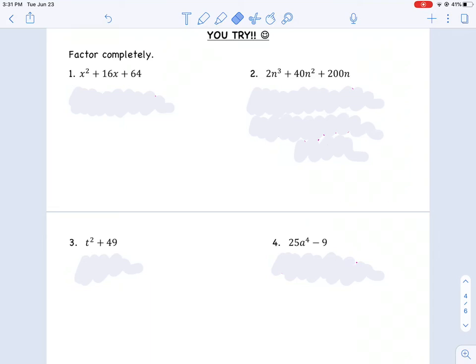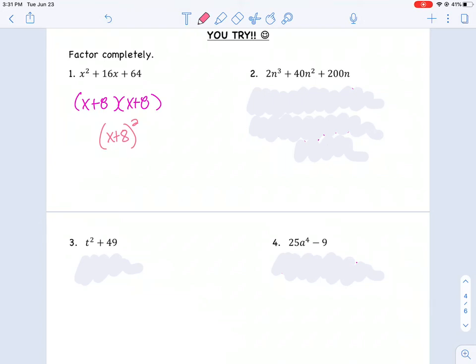All right, for the first one, it's in order, no GCF. I basic factored it, and it looks like numbers that multiply to 64 that add to 16 are 8 and 8. That looks like it's a perfect square, so you can either write it like that, or you can write it as an x plus 8 squared.